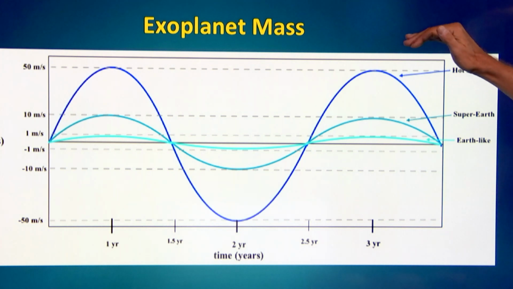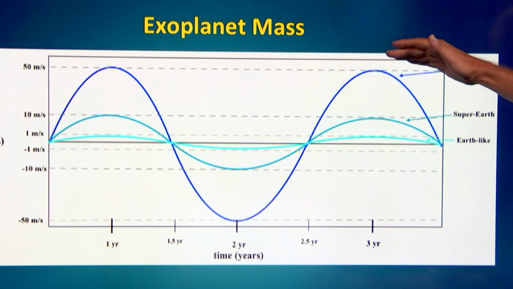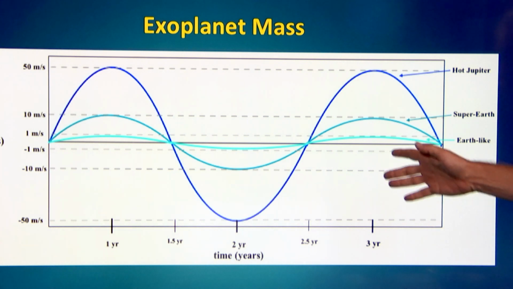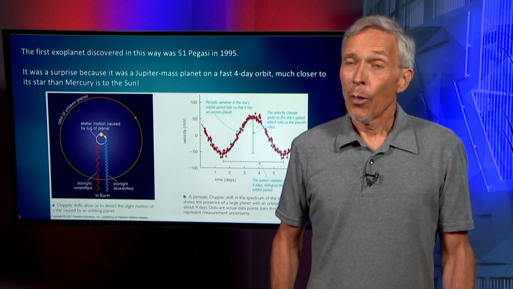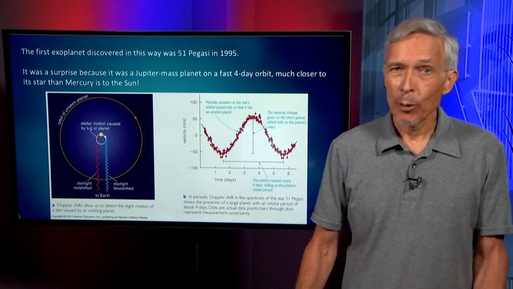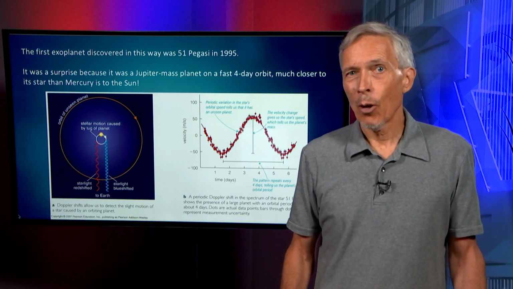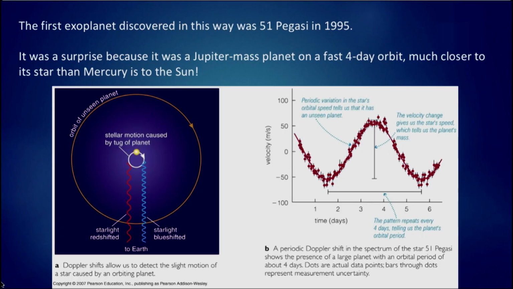And the amplitude of this radial velocity, measured by spectroscopy, is a direct indication of the mass of the planet. So a massive planet like a Jupiter will have a correspondingly larger radial velocity, and is obviously easier to detect than a super-Earth or an Earth. The first exoplanet to be discovered this way was 51 Peg, the first exoplanet of all, in 1995. And many of the first few hundred exoplanets were discovered with this technique. As I mentioned, this was very surprising because it was such a fast orbit and such a massive planet.